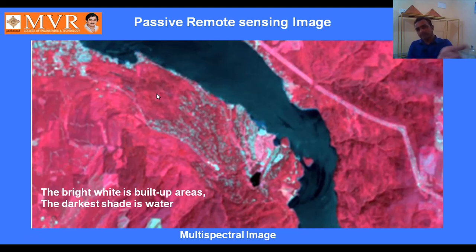forest area. So forest green always appears on the satellite image like red. I will explain why it appears like this. It is called false color combination. This is the LISS-4 image, satellite image, multispectral image. This is a passive remote sensing image.